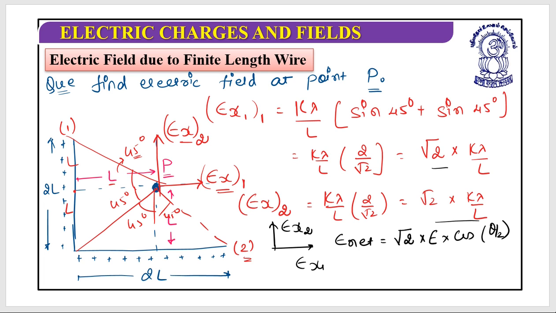Do you remember this? Yes, very good. So that should be root 2 times the electric field. It is root 2 multiplied by K lambda by L multiplied by cos theta. Here theta is 90, so 90 by 2, cos 45. Cos 45 is 1 by root 2. This root 2 is gone, and the final answer remaining would be root of 2 K lambda divided by L. This would be the final answer.